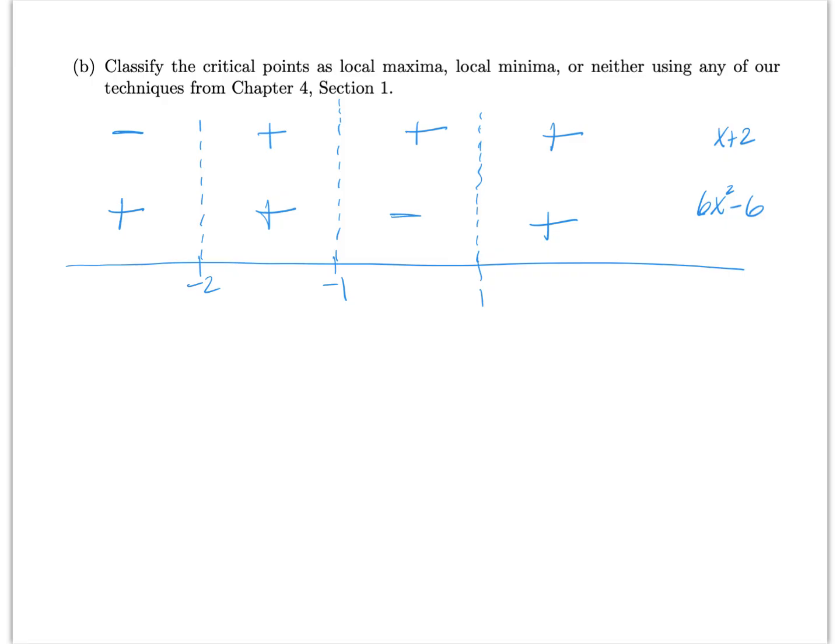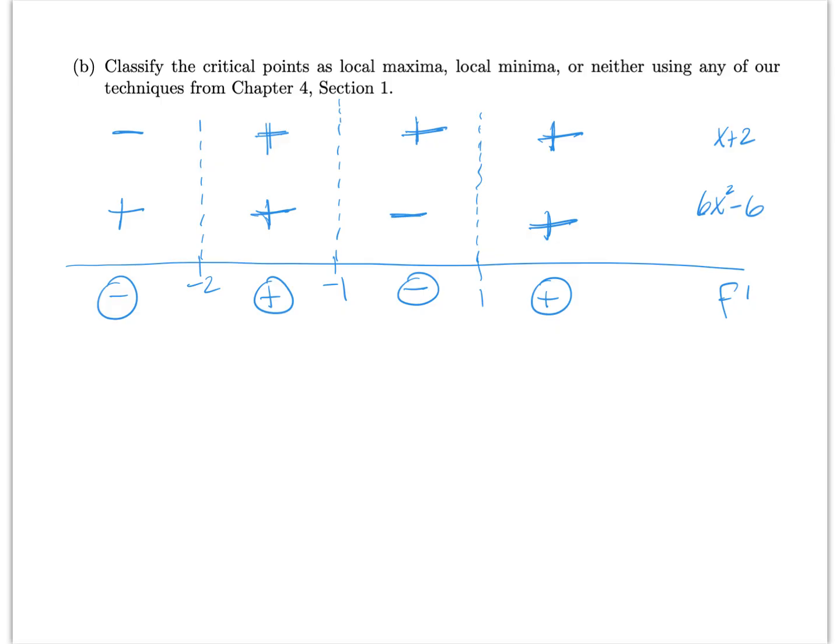So now I know the sign of each factor of f prime, which means I can figure out the sign of f prime itself by multiplying. So a negative times a positive is a negative. Then positive times positive is a positive. Positive times negative is negative. And positive times positive is positive.